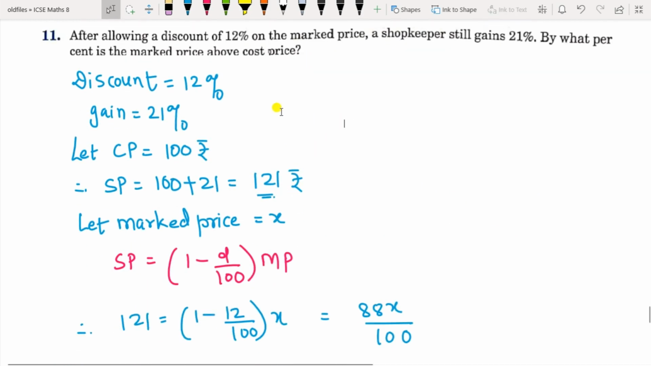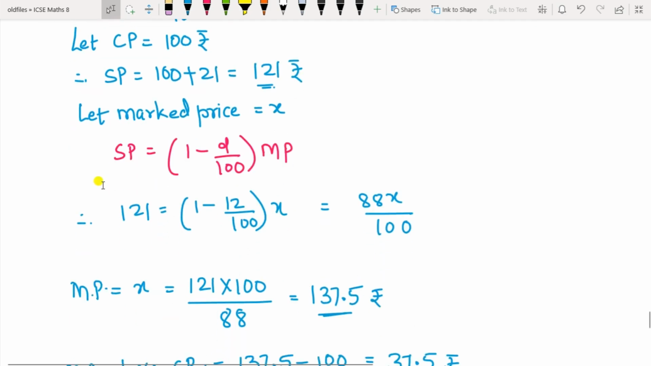Question 11 is same as question 10. After allowing a discount of 12% on MP, a shopkeeper still gains 21%. By what percent is the mark price above cost price? This is same as question 10. So discount is 12%, gain is 21%. Let CP be 100. So SP will be 100 plus 21 is 121. Let MP be X rupees.